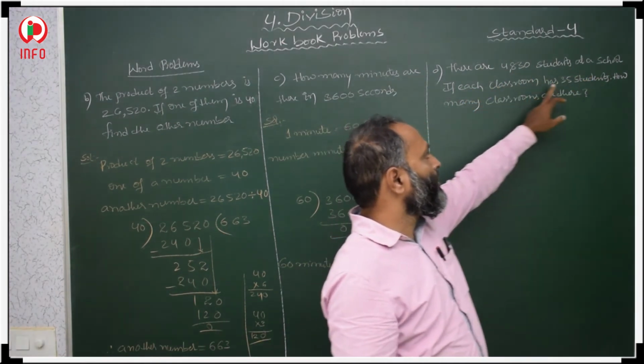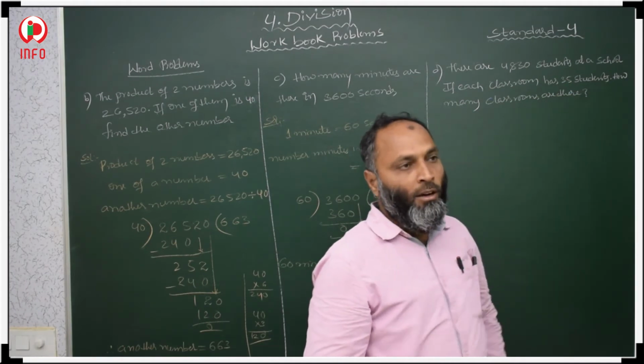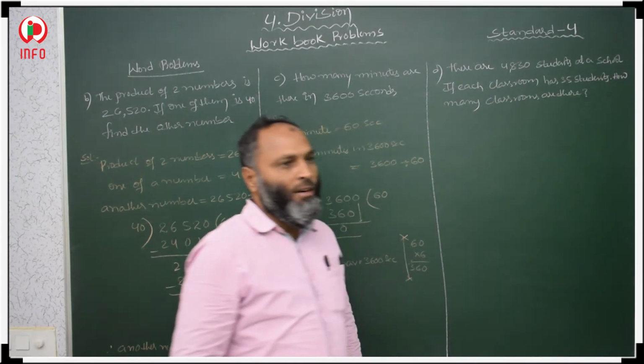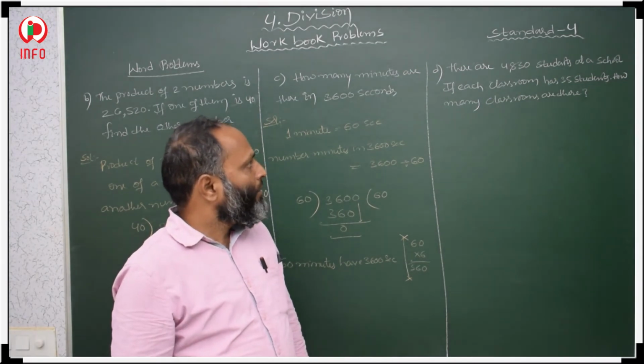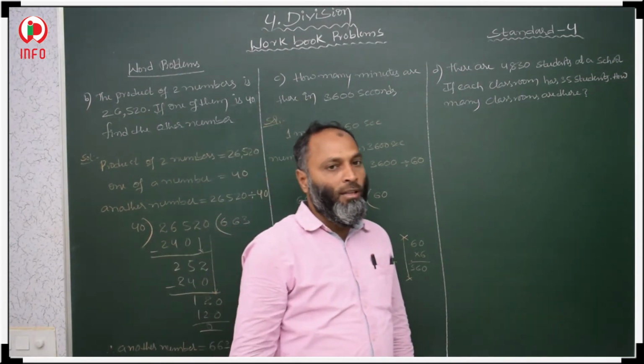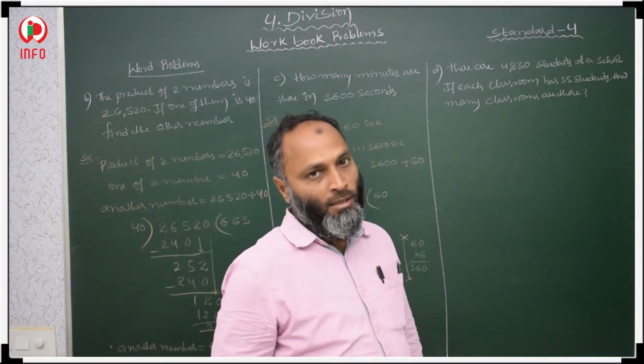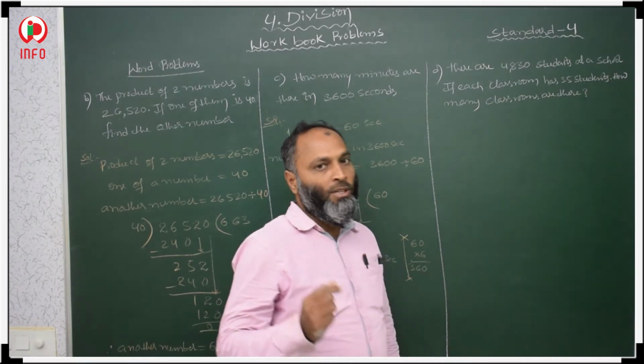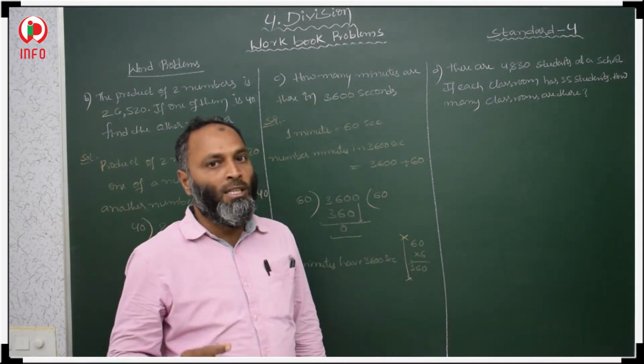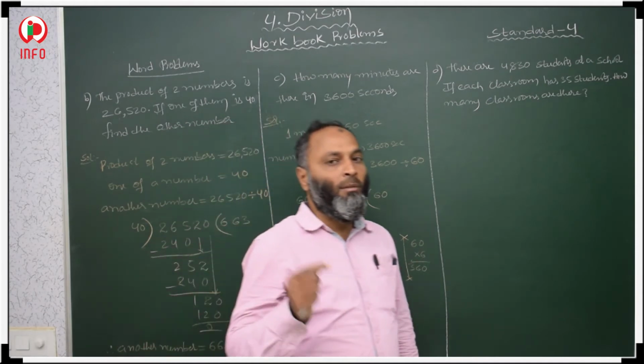Next. There are 4830 students at a school. In each classroom 35 students are there. How many classrooms are there? First we have to write how many students are in a school, then the number of students in each section. So we have to divide total students by the number of students in each class. Then you will get the number of sections.